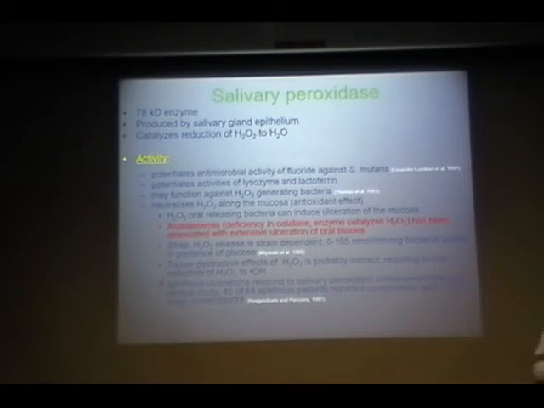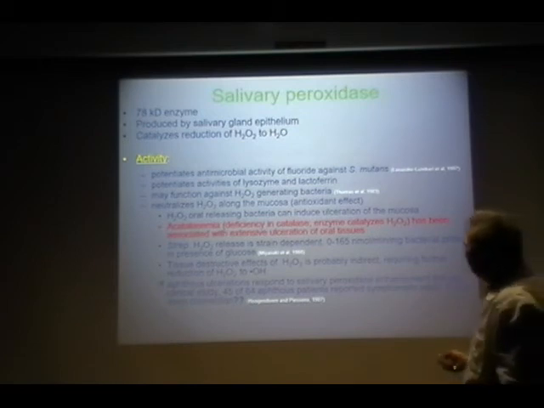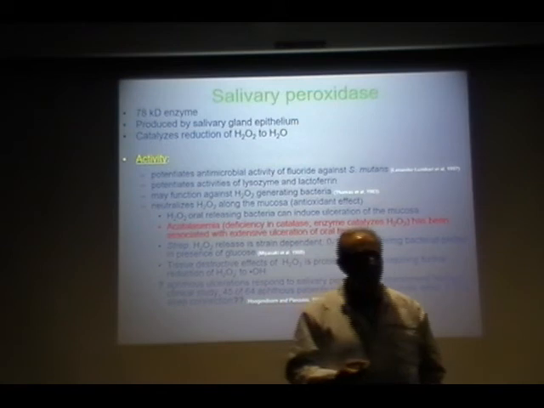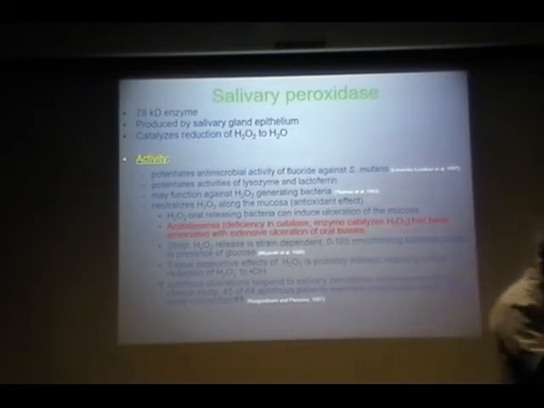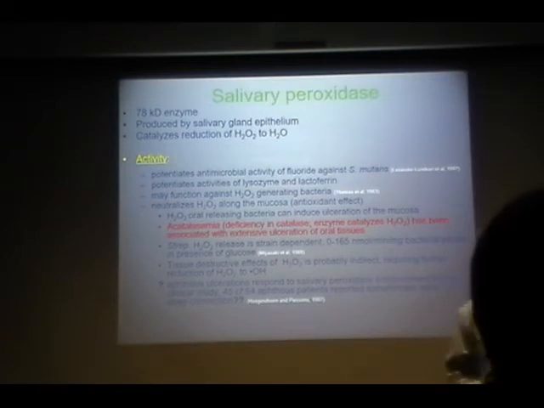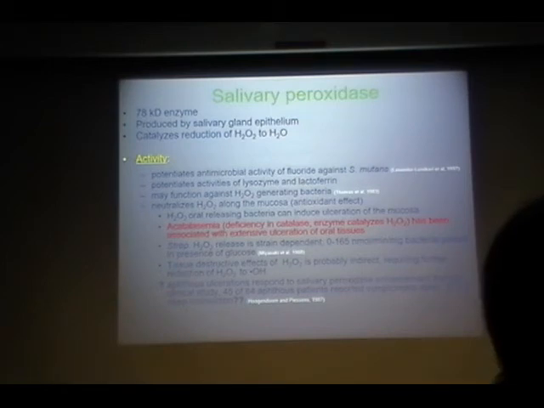Extensive ulceration of oral tissues. And the reason for it is because a lot of the organisms that we have produce hydrogen peroxide. And if we don't have a way to balance that, to catalyze that hydrogen peroxide into water, we will get ulcerations. And that's a presentation you will see in acatalasemic babies. Does that make sense?